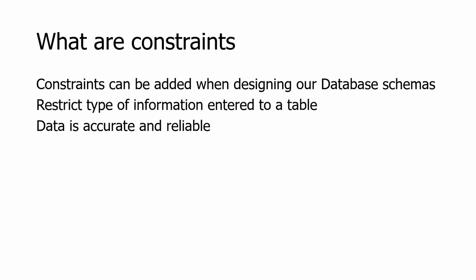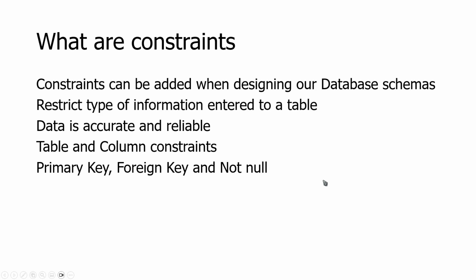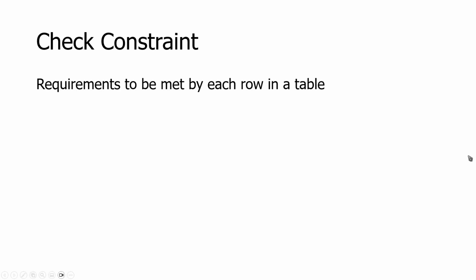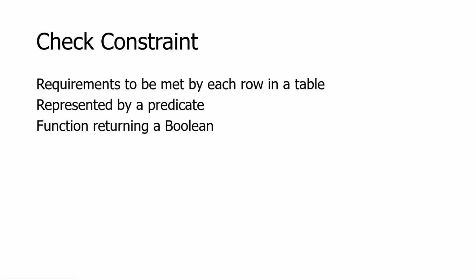Okay. We can have table level constraints and column level constraints. Examples of these constraints include primary keys, foreign keys, and the not null constraints. Now, the check constraint specifies a requirement that must be met by each row in a table. Okay. Now, this constraint must be represented in the form of a predicate. Now, a predicate is a function of a set of parameters returning a Boolean result, which can either be true or false, and depending on nulls, the predicate can also return unknown.